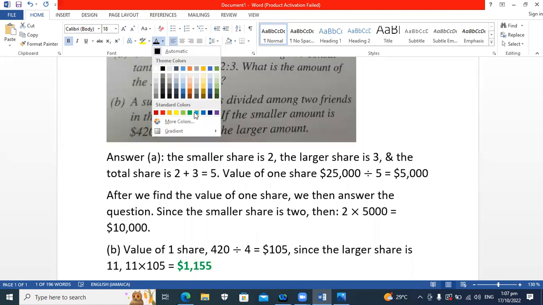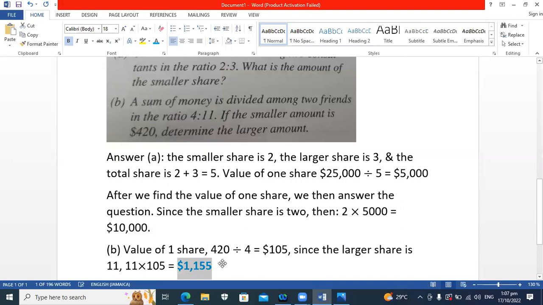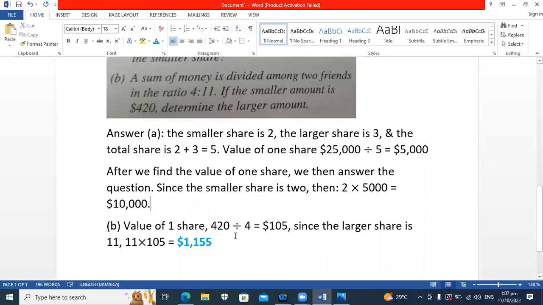The connection had cut out on my side, but I'm trying to catch up with you guys. Let me ask a question. What would be the total share? $1,260. All right. So all you need to do is just add what? The largest share, 1,155, plus 105. You see it now? Yes, sir.